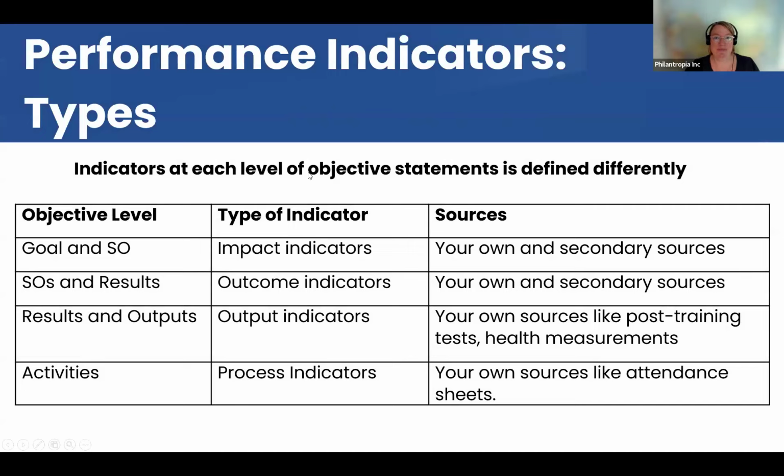So now we'll talk about the different types of performance indicators that we have. So again, we have the objectives on the very left side. I mean, this is not supposed to be a log frame, but you see it has the same categories. So you have the objectives on the left, which is activities, results and outputs, specific objectives and results, goals and specific objectives.